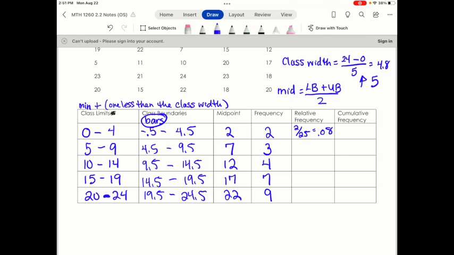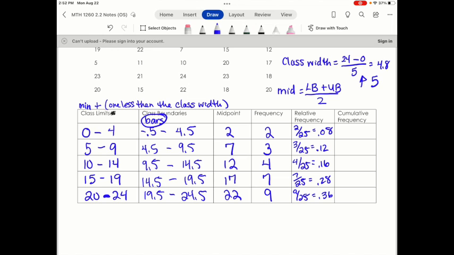For the next row or the next group, that would be 3 out of 25. That's going to be 0.12. Then this is going to be 4 out of 25. That should be 0.16. 7 out of 25. That should give you 0.28. And then 9 out of 25. That should give you 0.36.